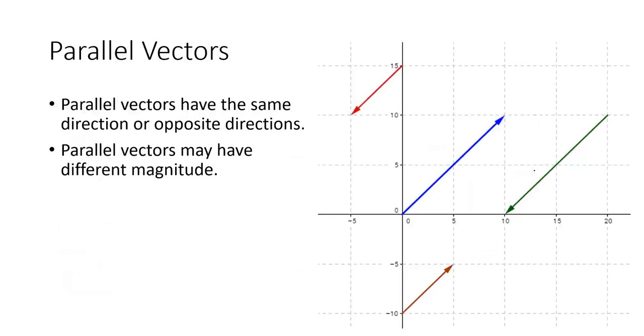And similarly, we can talk about parallel vectors. So these four vectors on our graph are not the same vectors.